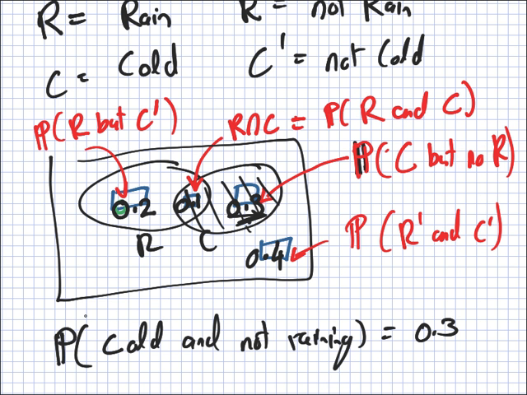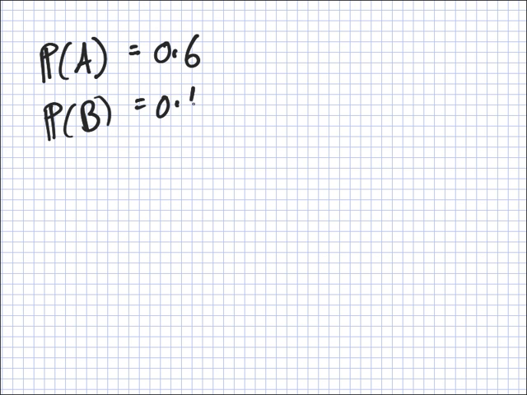Let's have a look here. The first one here, what's the probability of getting event A? Have a look at the Venn diagram. What is that? 0.6, you have 2 inside A. Okay, what's the probability of B? 0.4. Good.